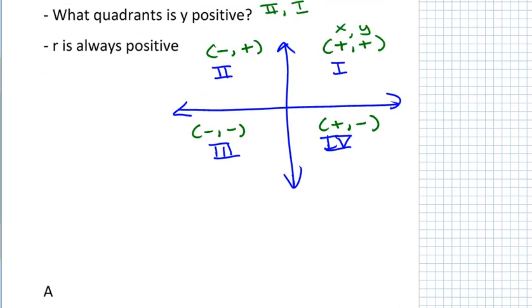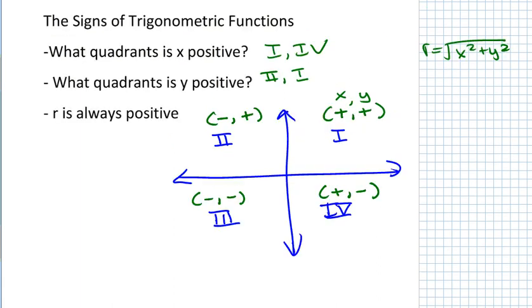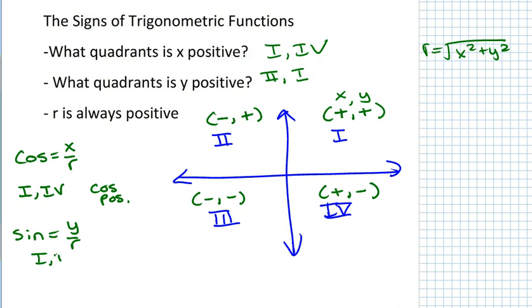The reason it's important is because, remember, we talk about cosine equaling x over r. So what this basically means is that in the first and fourth quadrants, cosine is positive, right? When we talk about sine, sine is y over r. So this means in the second and first quadrants, sine is positive.